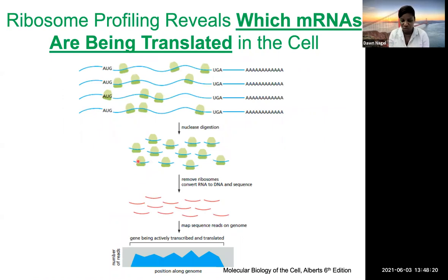So we know we can do genome sequencing for looking at all the genes. We can do transcriptomics, right, to look at all the transcripts that are present and what genes are expressed.